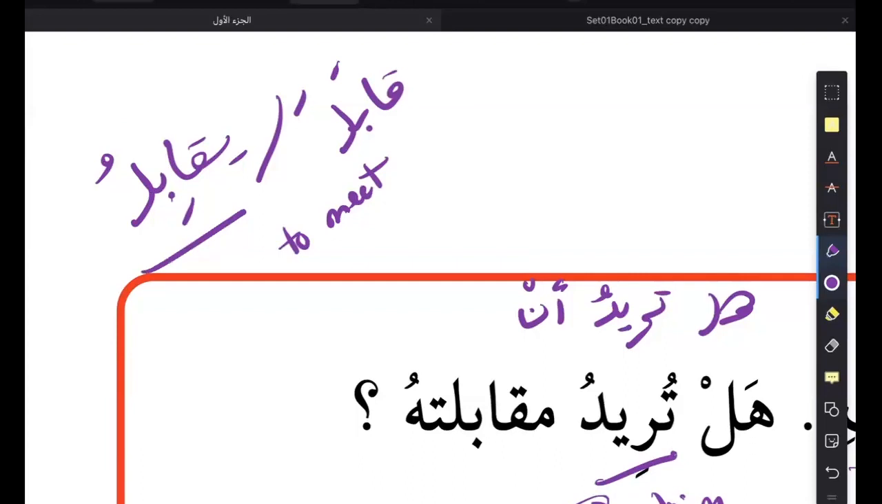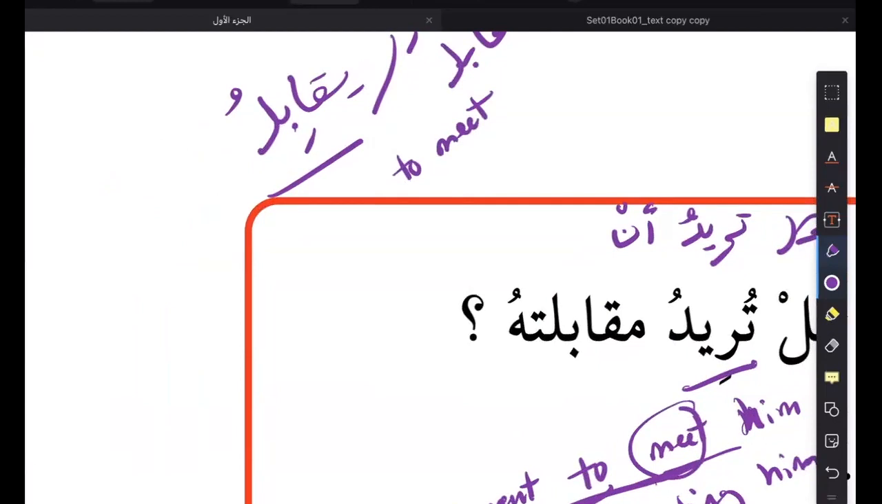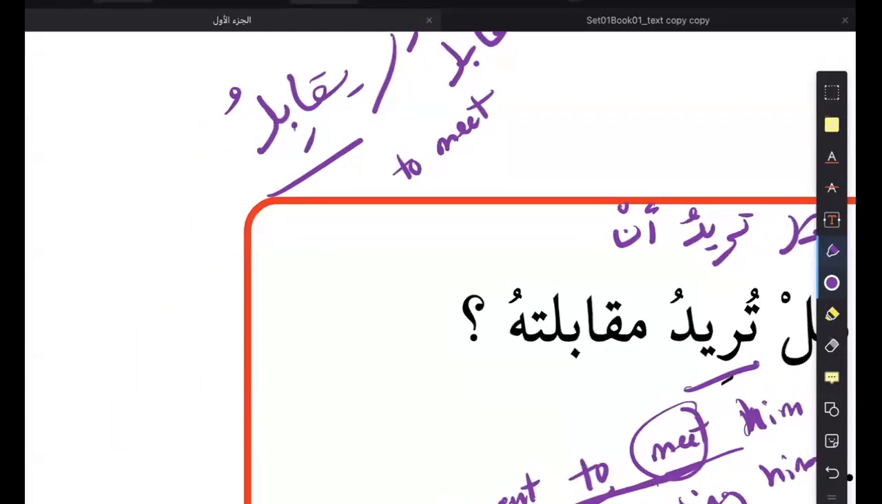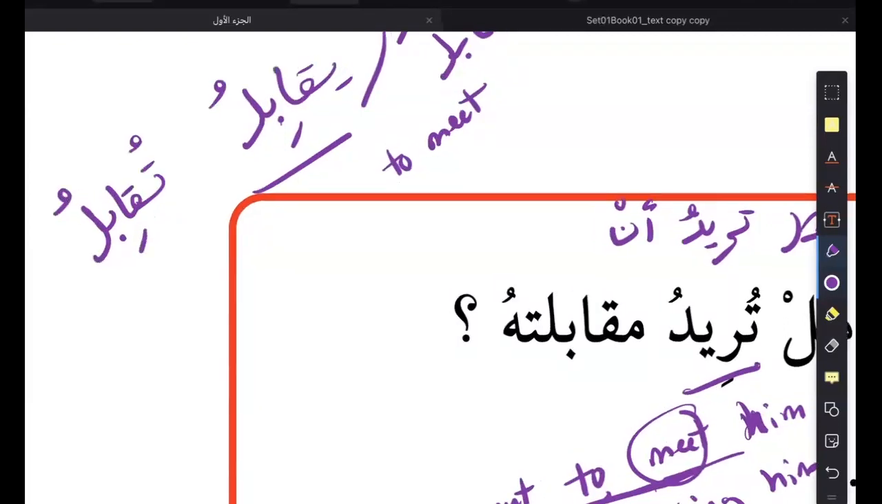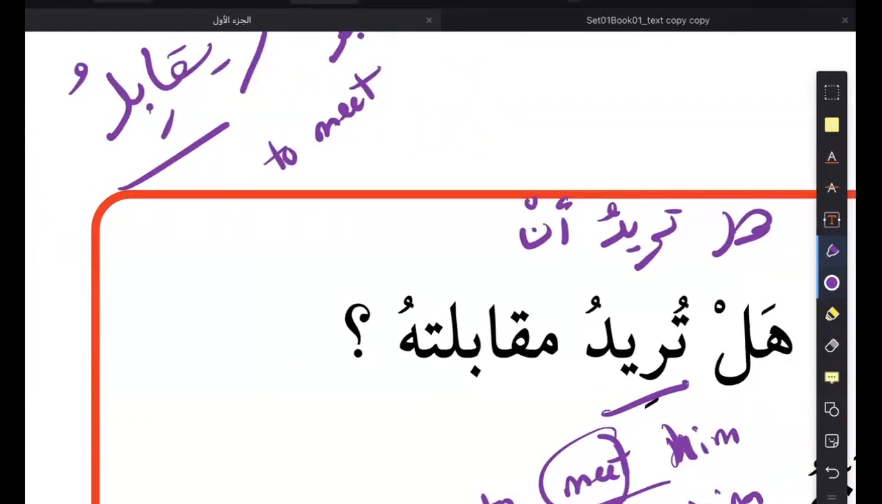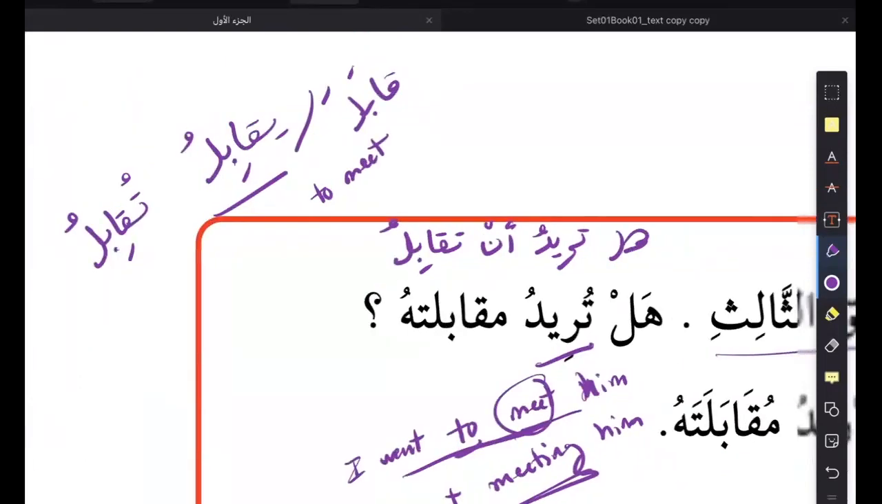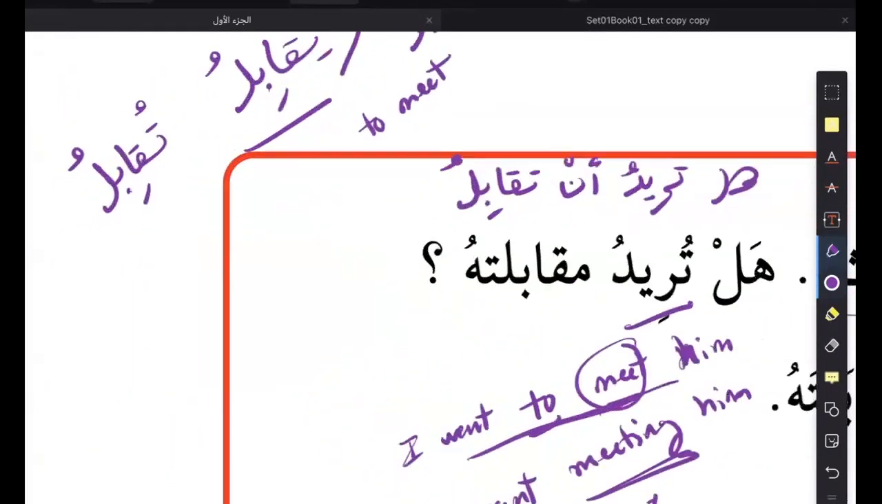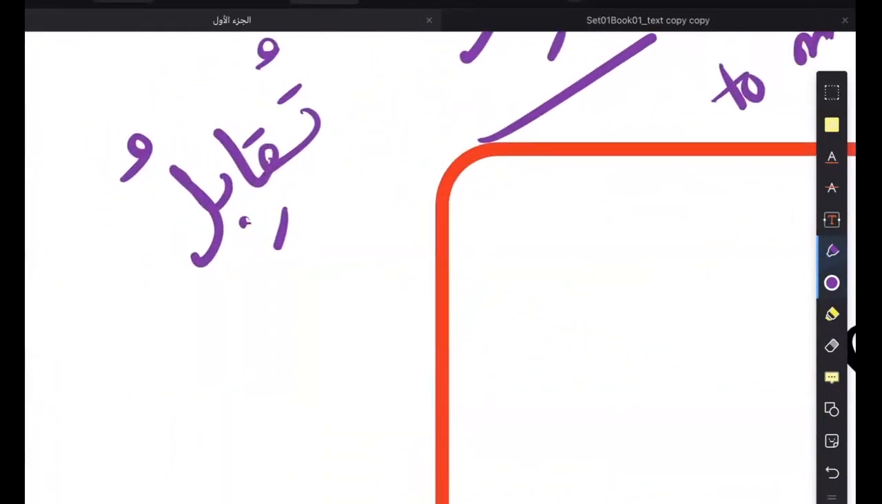But of course, yuqabilu, it is what? Yuqabilu is he meets. How do you say you meet? You say tuqabilu, right? Tuqabilu. Make sense? So you say hal turidu an tuqabilu. But we have a problem.